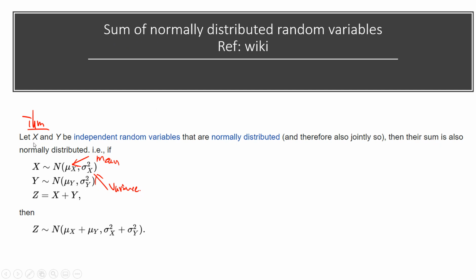So the result is that, let X and Y be independent random variables. They are normally distributed, so their PDF will be Gaussian. Let's say X is a normal distribution with mean mu_x and variance sigma_x squared, and Y has mean mu_y and variance sigma_y squared, and Z will be X plus Y. The final result is that Z is also a normally distributed random variable. This is very non-trivial because it's not easy to see this result, and its variance is just the sum of the variances, and its mean is just the sum of the means.